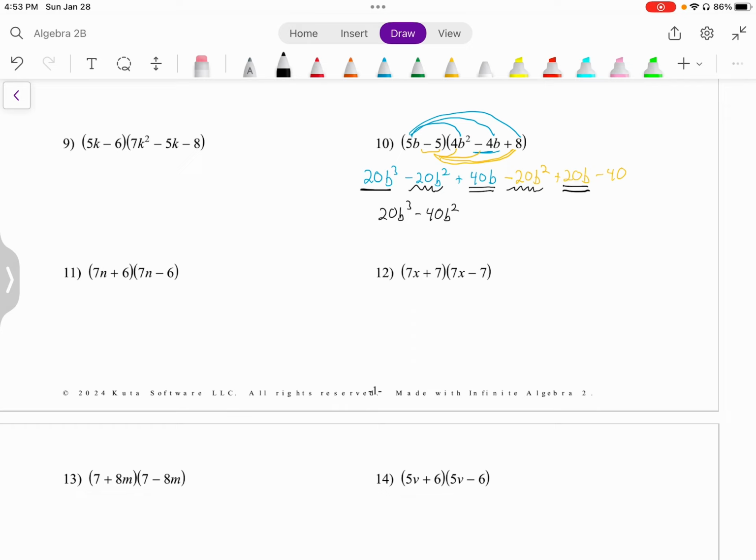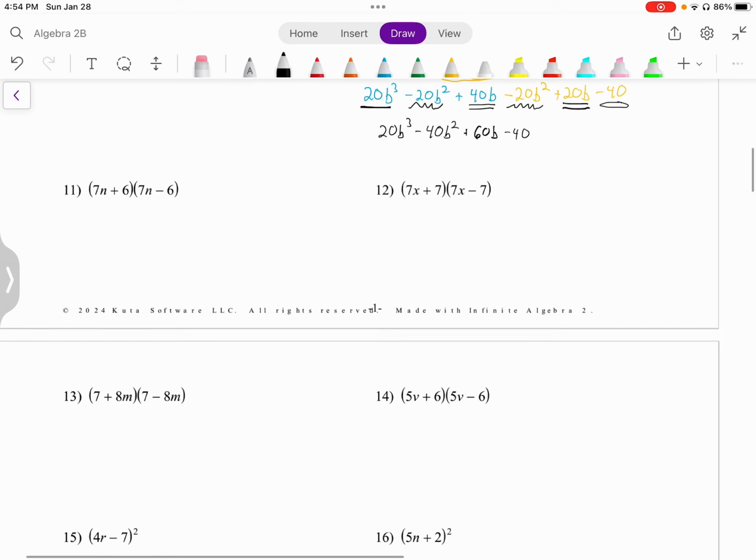So we have 60b. And lastly, we have a negative 40. So there's our answer for number 10. All right, 12 and 14. They're on separate sides of the paper for you, but I have them showing here. They both fit the same form. Notice now 12 is a little tricky because it has all sevens, but these two terms are exactly the same except for the sign in between. Same for number 14. And we had a nice easy way to multiply those.